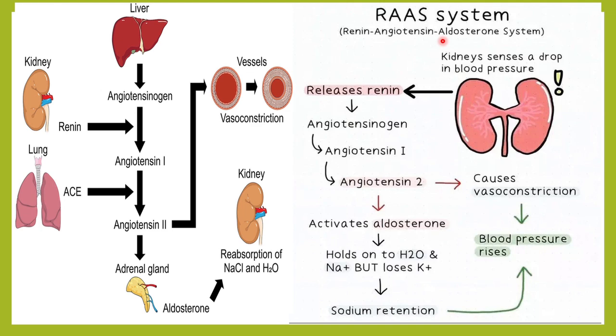That is how ADH tries to maintain the water balance when sodium or water levels in the body change. Another hormone system which comes into play is the renin-angiotensin system. Whenever there is a drop in blood pressure, the kidneys release renin, and angiotensinogen from the liver gets converted into angiotensin 1 and then angiotensin 2, which activates aldosterone. Aldosterone helps us hold on to water and sodium. It reabsorbs sodium and water, and that helps in the maintenance of the blood pressure.